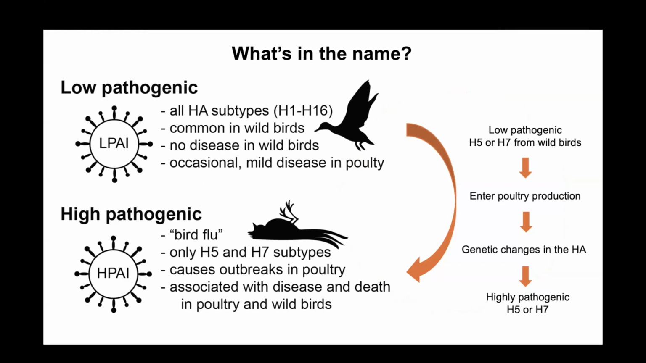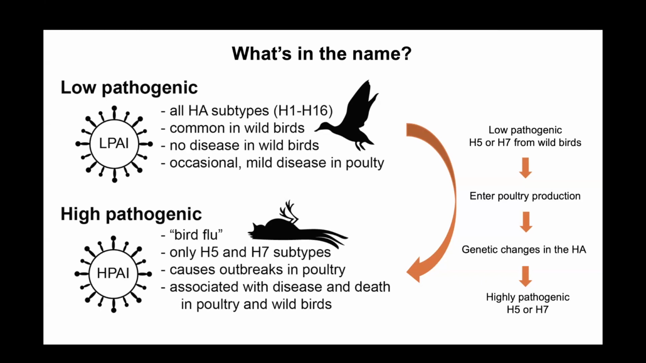Almost all those HA-NA subtypes are low path. They're very common in wild birds. They cause no clinical disease in wild birds. They've likely co-evolved with wild birds over the scale of bird evolution. This is in contrast to highly pathogenic avian influenza.